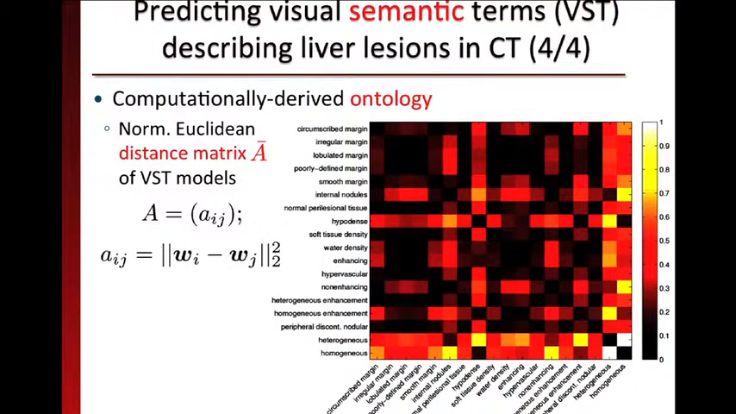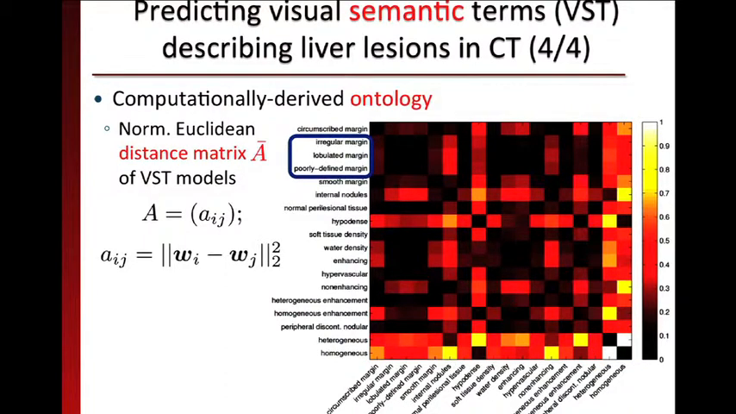So it's really just the Euclidean distance between those vectors of weights. And this is what you see in this matrix. So it's a symmetric matrix, and on the diagonal, it's all 0 values. Let's see a few examples of what we got. Typically, you can observe that between heterogeneous and homogeneous, there is a very high distance. And this is consistent because, in terms of texture, those two terms are really opposed to each other.